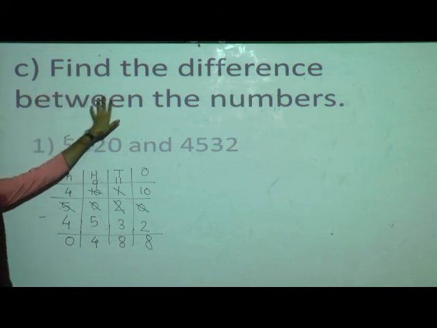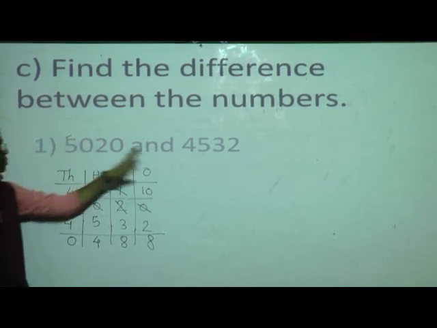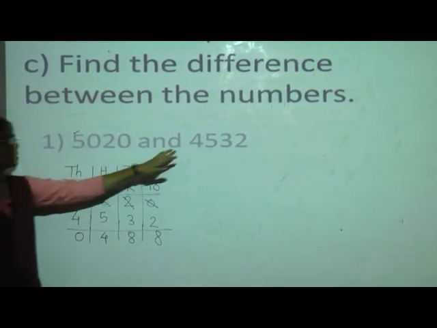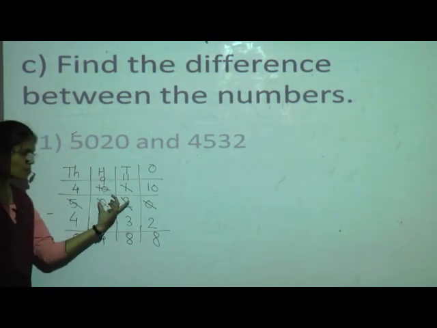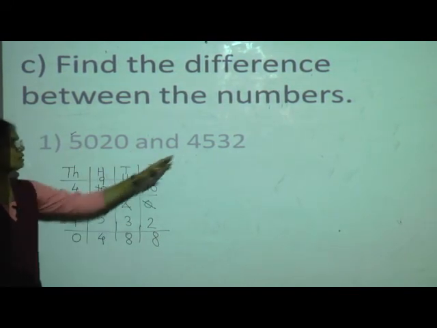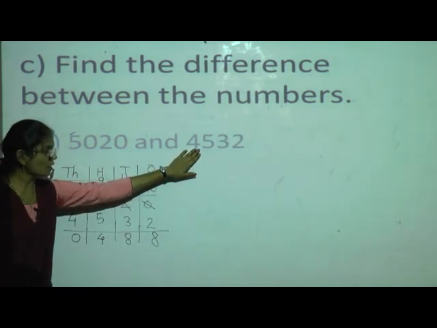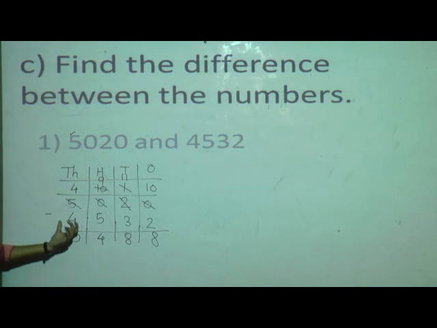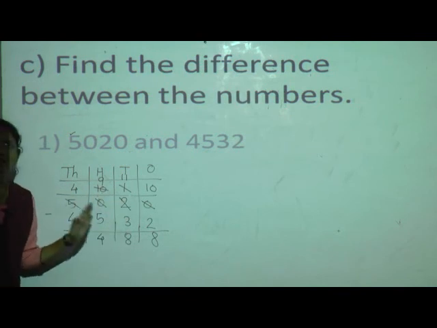Remaining 3 sums you have to solve by your own. First of all what you have to do, just you have to see which number is greater. The first number is greater, so first you have to write the first number in the place value chart. Then there is one more number which is the smaller number, that number you have to write later on, one below the other, and then you have to do the subtraction.